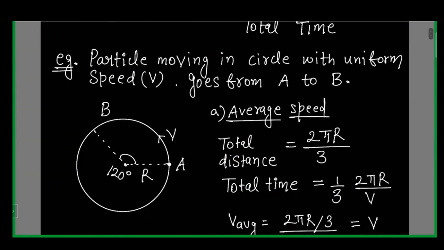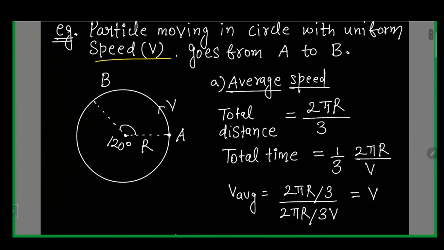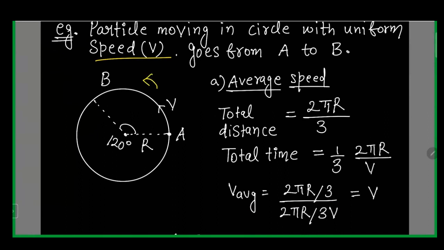I want to complete this concept using one example. This is one of my favorite examples and covers each and every concept of average speed and average velocity very nicely. So the question in front of you is, an object is moving in a circle with a uniform speed of v. So there is one object which is rotating in a circle with a uniform speed of v. And you are asked what is the average speed and what is the average velocity when the object moves from A to B. So let's calculate.